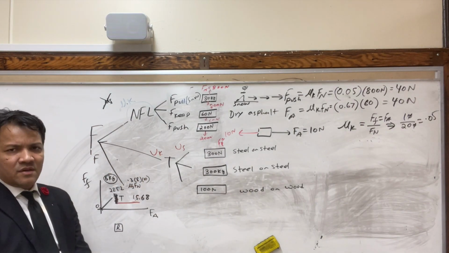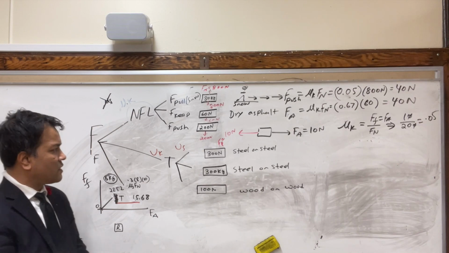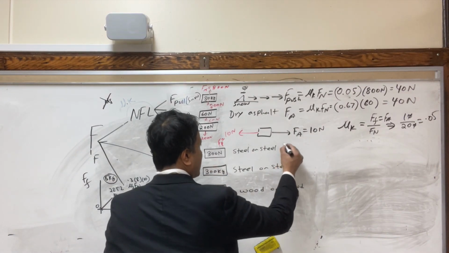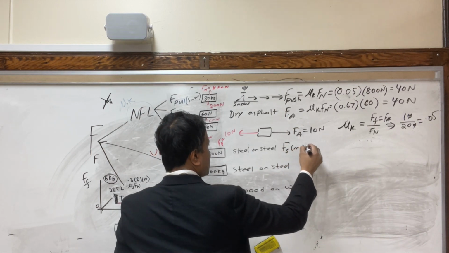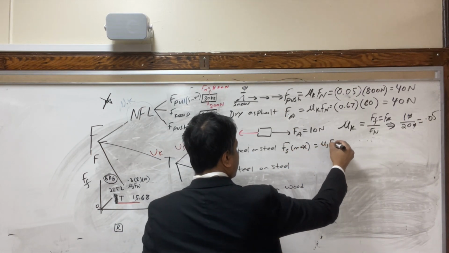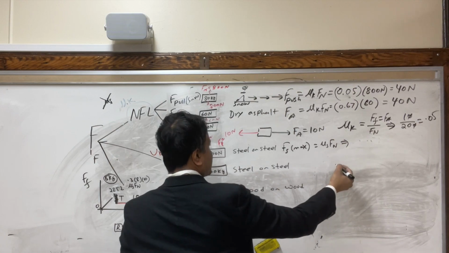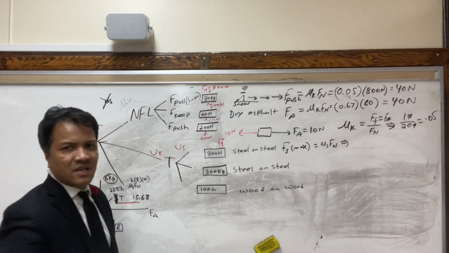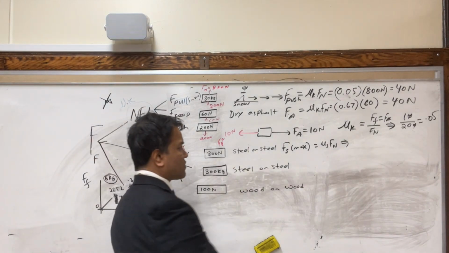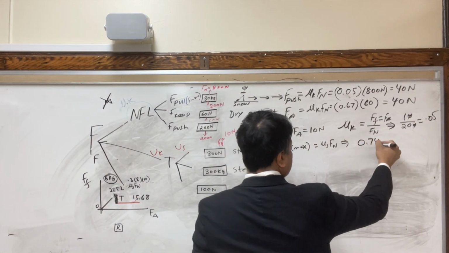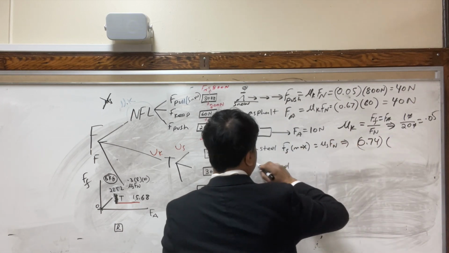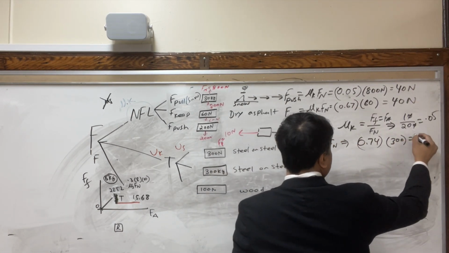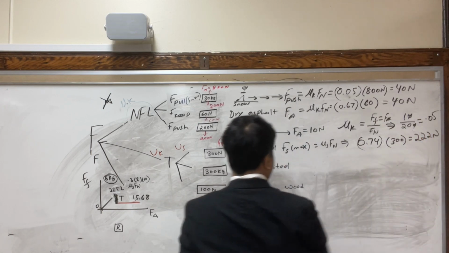78.4 times 0.3 is 23.52. How are you going to find this out? Very simple. You're going to use Fs max is equal to mu s Fn. Mu s, in this case, is steel on steel, so it's 0.74. So times, what is it? Fn is 300. So 222 Newton.